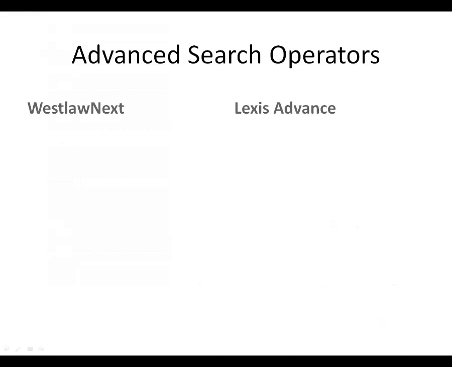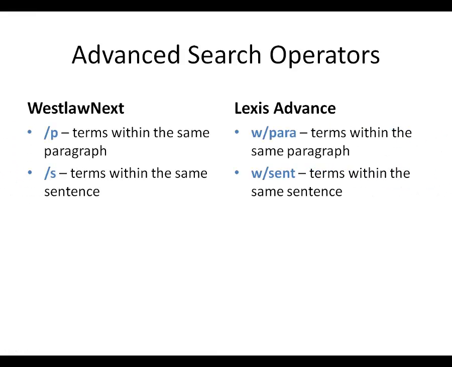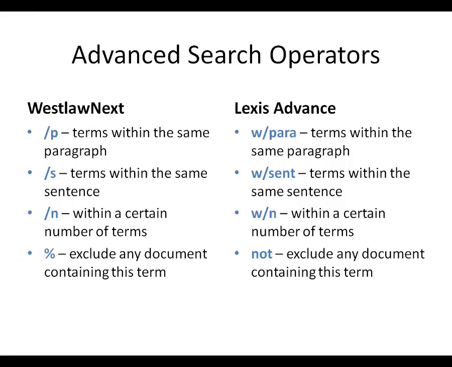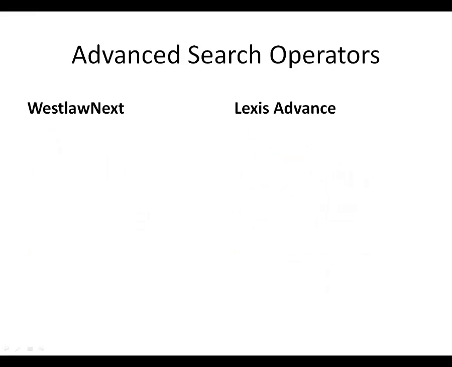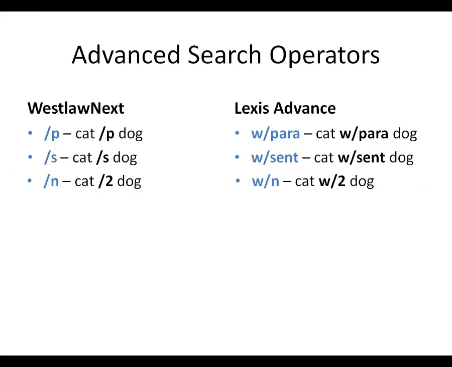Westlaw Next and Lexis Advance use slightly different search operators to find terms in the same paragraph, the same sentence, within a specific number of terms away from each other, or to exclude entirely documents containing certain terms. So, these searches would retrieve documents where cat and dog appear in the same paragraph, or the same sentence, or within two words of one another, or documents which contain the term cat but do not contain the term dog.